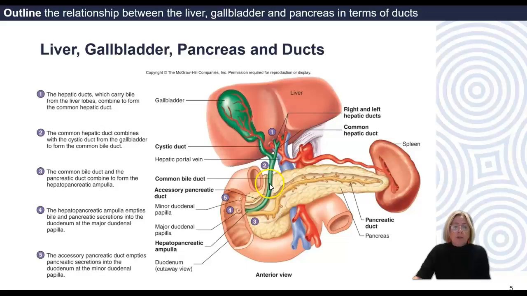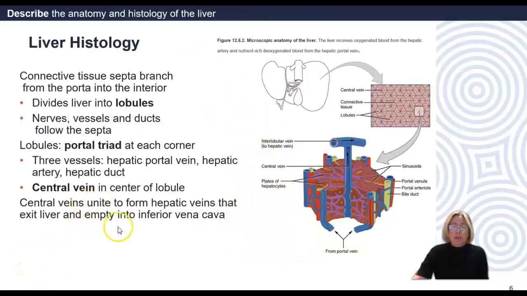The common bile duct and the pancreatic duct then combine to form what is known as the hepatopancreatic ampulla, which you can see there. And the hepatopancreatic ampulla empties bile and pancreatic secretions, which we're about to learn about later on in this recording, so things like pancreatic enzymes and bicarbonate, into the duodenum at the major duodenal papilla, which is this raised bit here. And then the accessory pancreatic duct empties pancreatic secretions into the duodenum at the minor duodenal papilla when that is present.